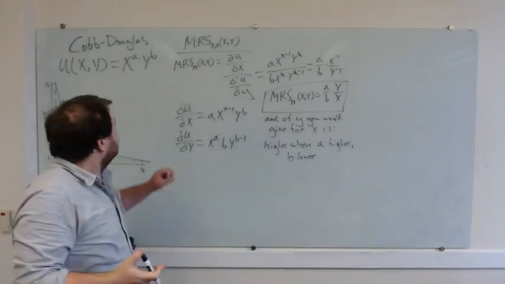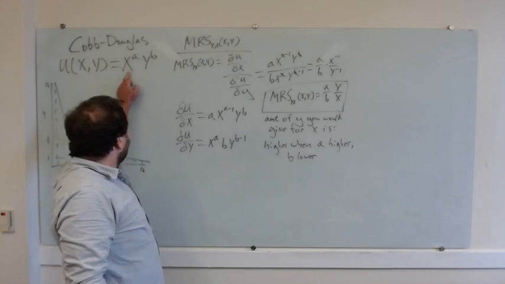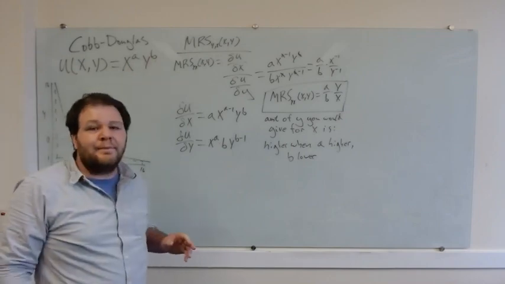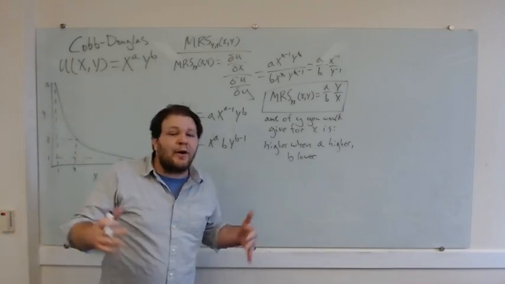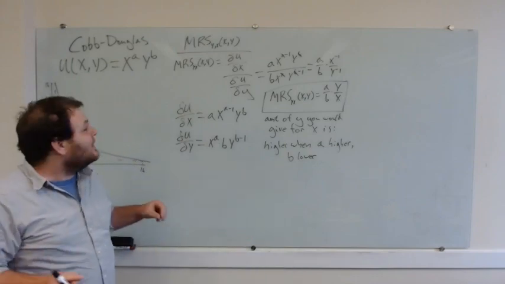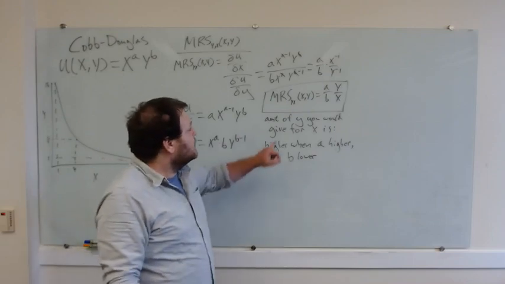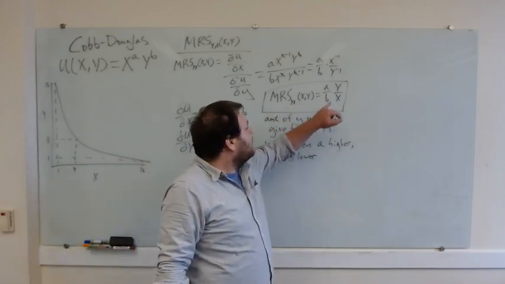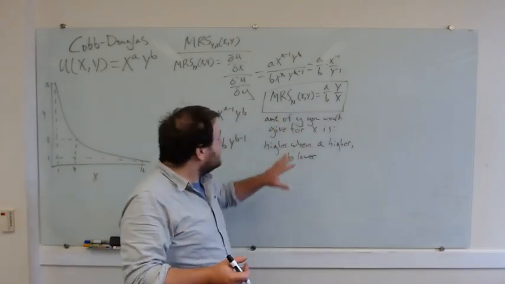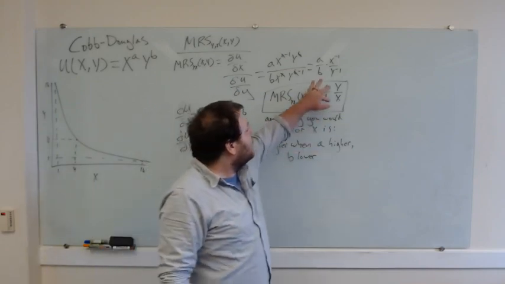And this makes sense, because a is the coefficient on x, b is the coefficient on y. So if we've got x squared times y, or x to the 100th times y, that means effectively that we care more about x than we care about y. So at any given amount of x and y, we're going to be more willing to give up y to get x. So that's what this a over b part means. How about the y over x part?